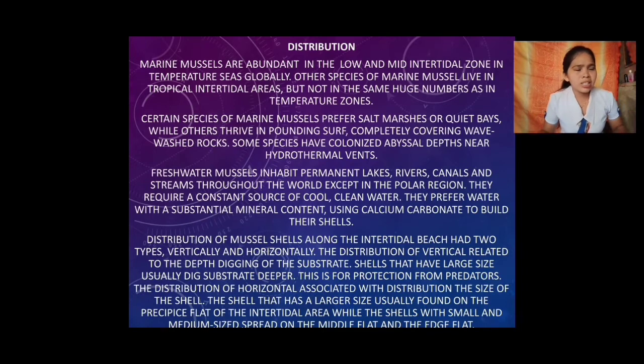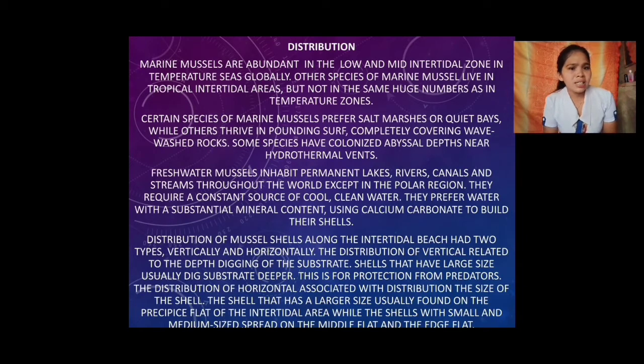So, ang kanang shell, mussel shell o kanang dagko siya, dagko nga shell, usually mudig siya o mas mulubong siya o kanang lamlaom. This is for protection from predators. While ang distribution of horizontal associated with distribution, magdepende sila sa size sa shell.